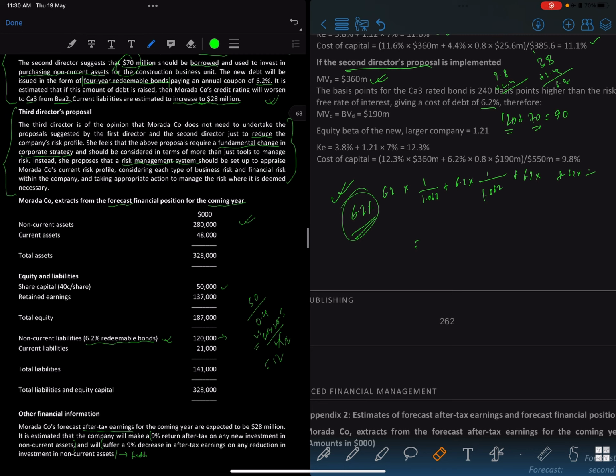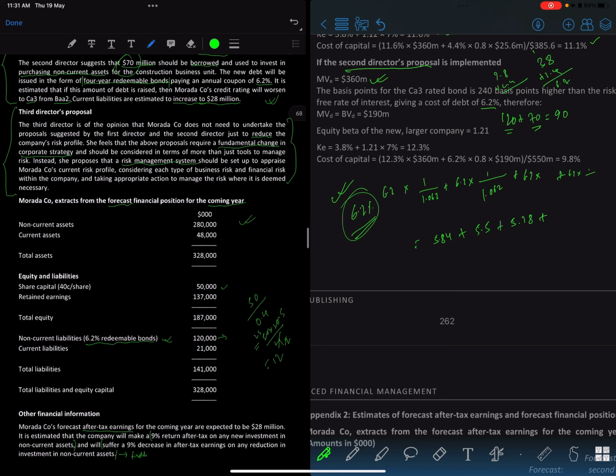6.2 divided by 1.062, 5.84. 5.84 plus 1 divided by 1.062, right? Times 6.2. So 5.5 plus 1 divided by 1.062. I know it's not a good practice, but what can I do? 6.2. I just don't have the other calculator with me at the moment.